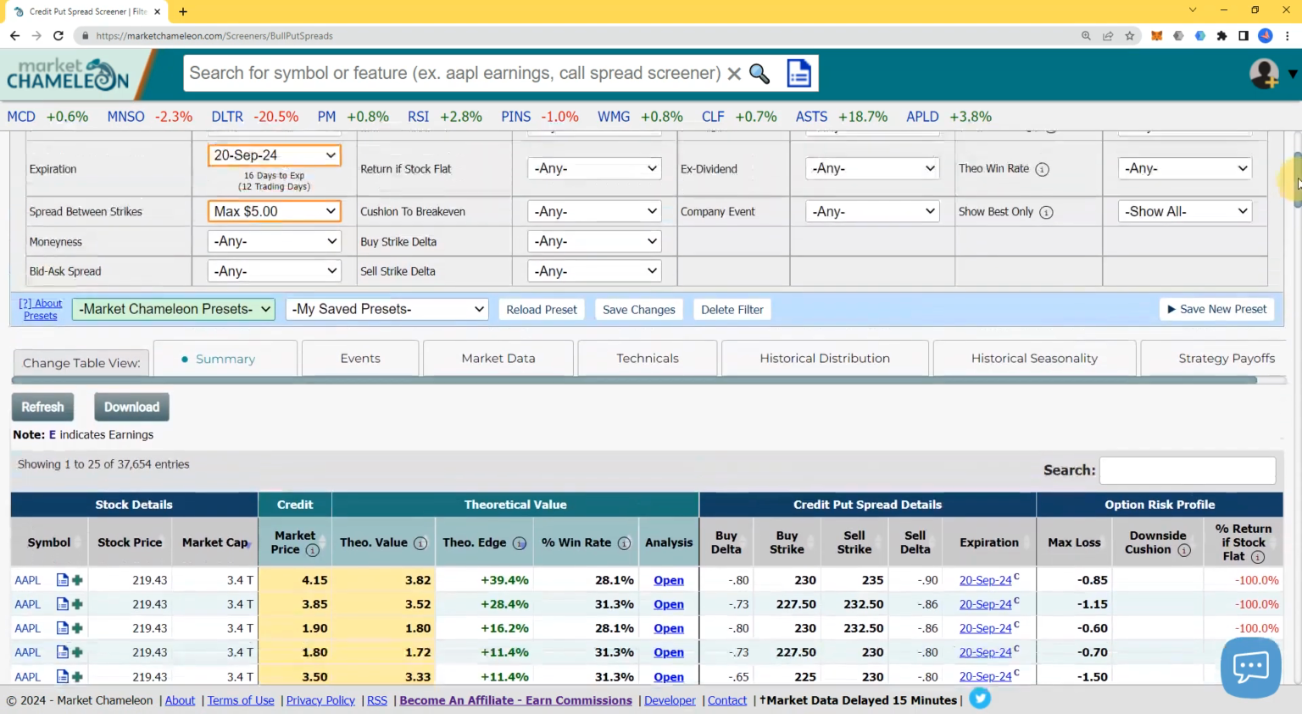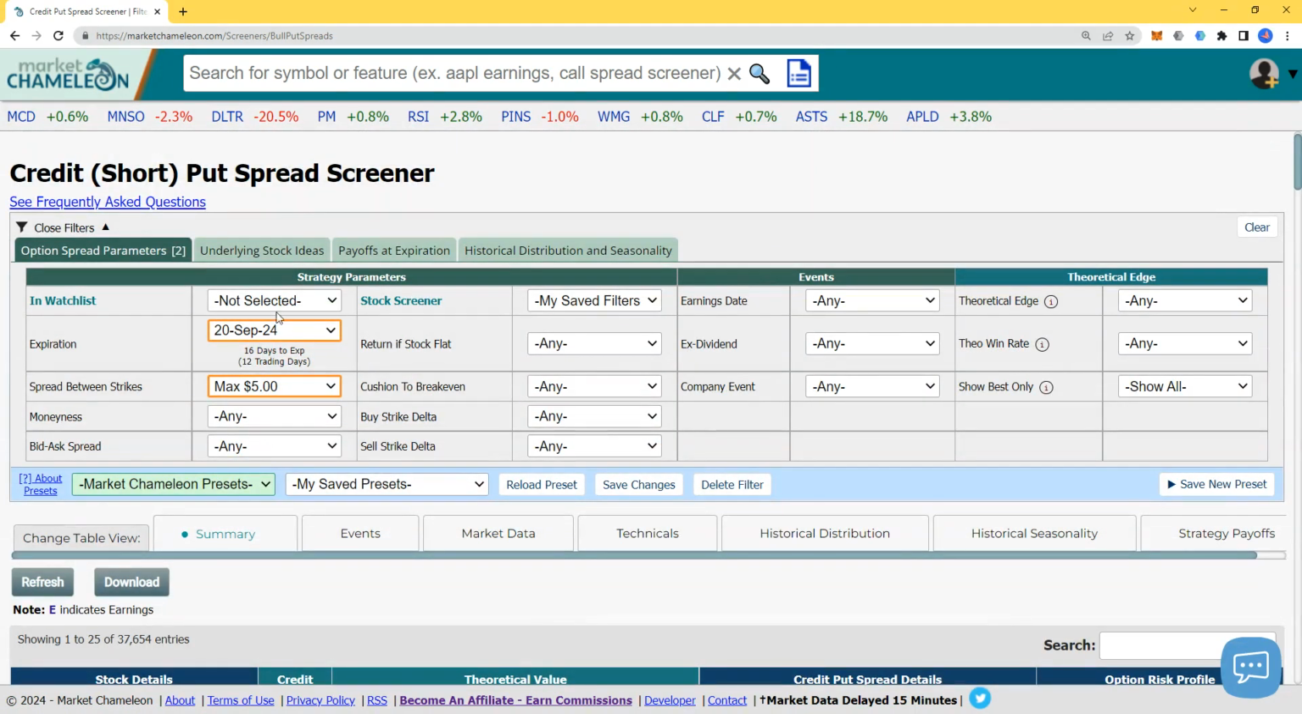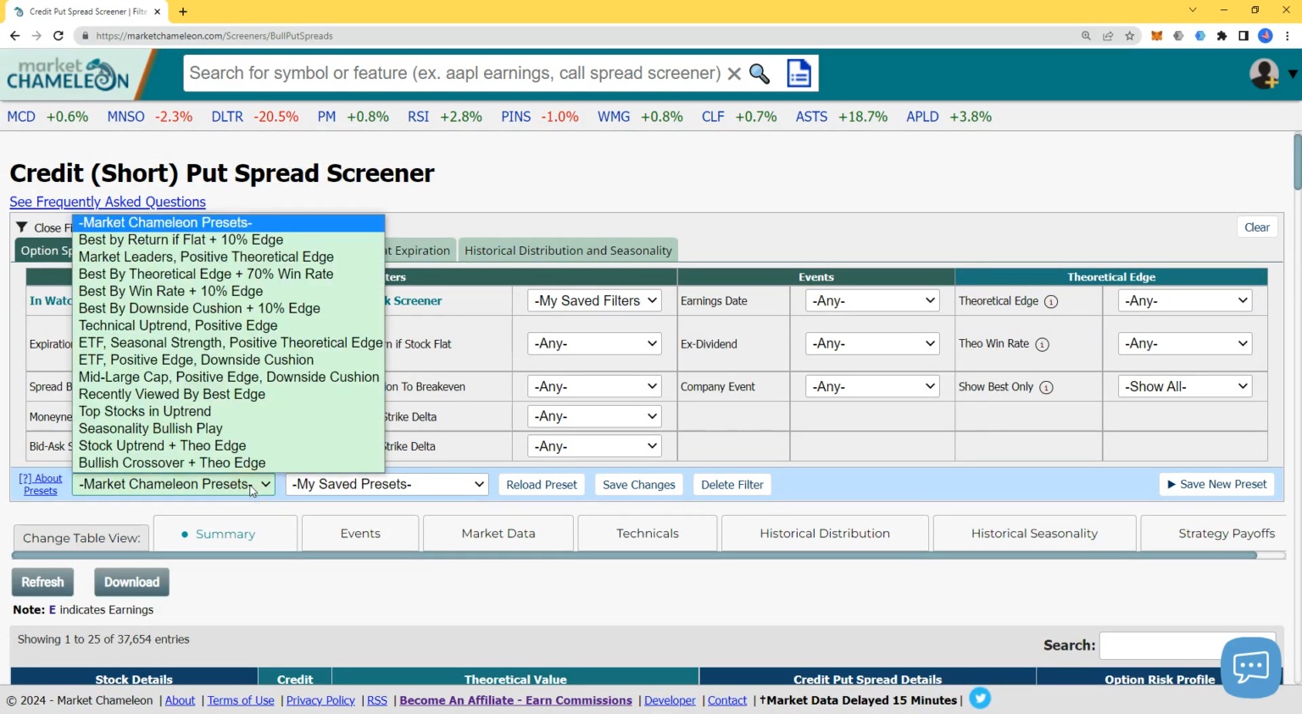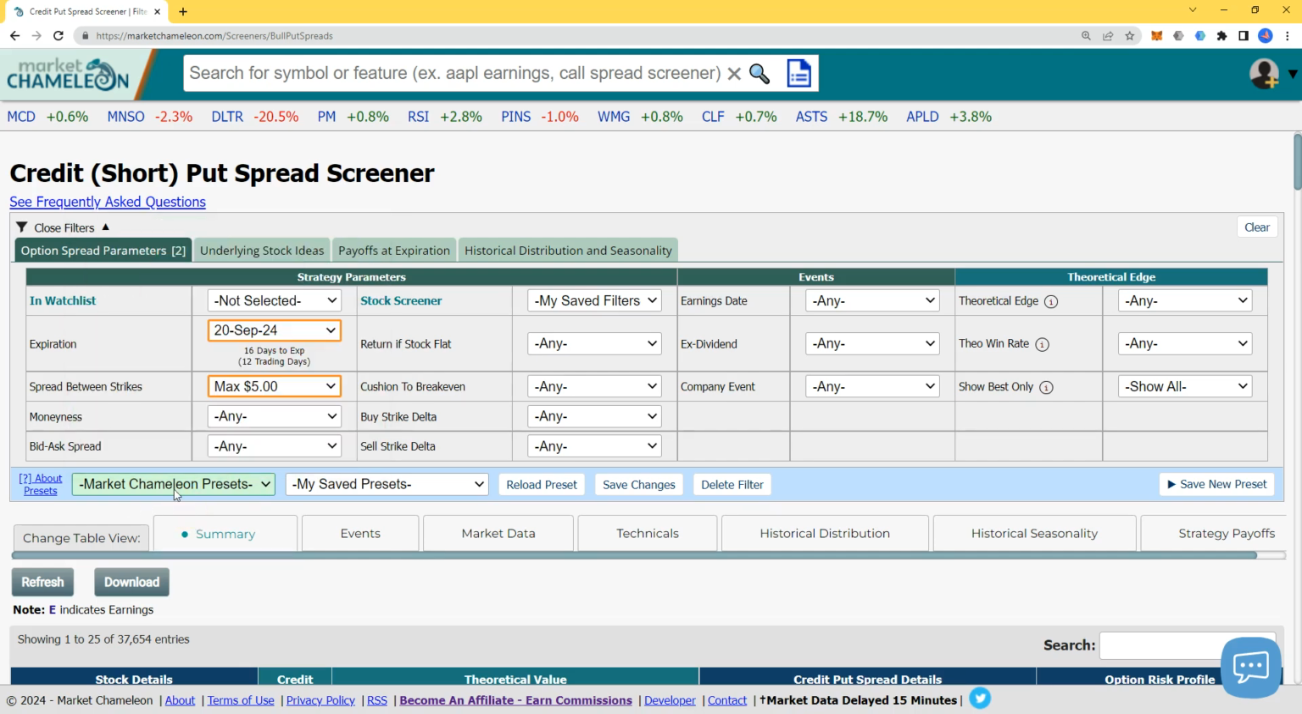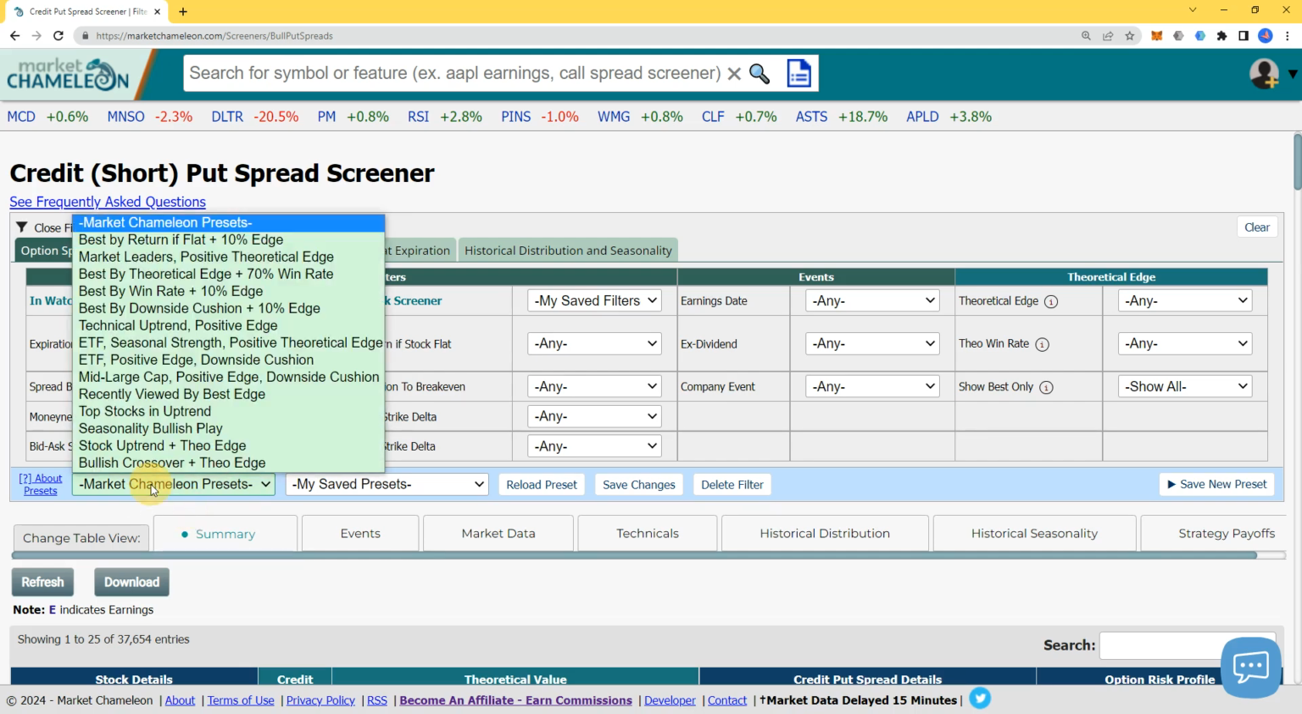Now, if you watched my videos in the last couple of days, I went over each and every one of those filters in detail. So today we're gonna go over a couple of those, maybe one or two. Market Chameleon has basically some pre-default settings that we can pick.